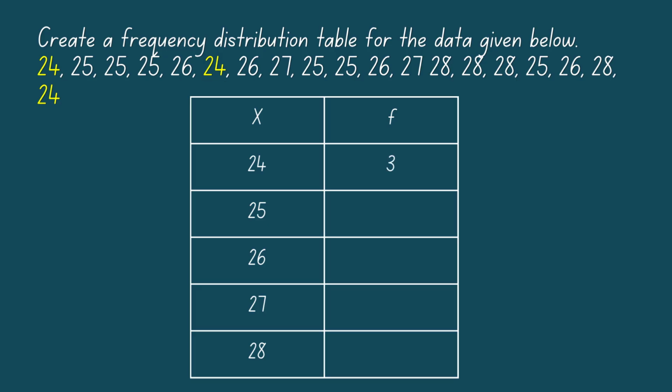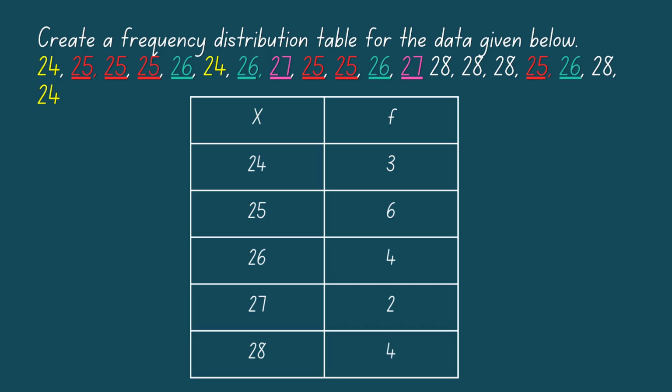I have the table here for you. So 24 happens 3 times. Similarly, if you count 25, we have 1, 2, 3, then 4, 5 and 6. It is happening 6 times. The frequency of 26 is 1, 2, 3 and then 4 times. Then 27, we have 1, 2, only twice. And then 28, we have 1, 2, 3 and 4 times.